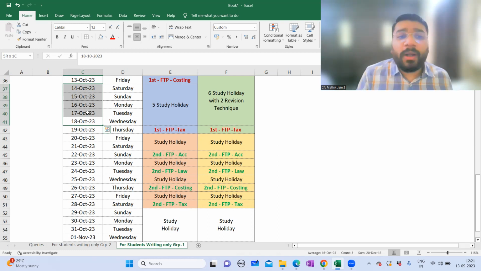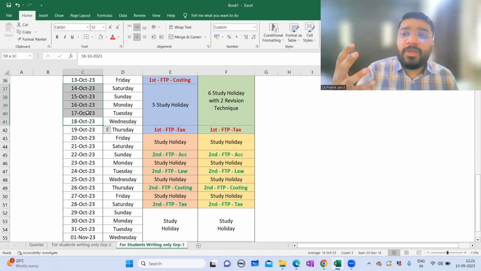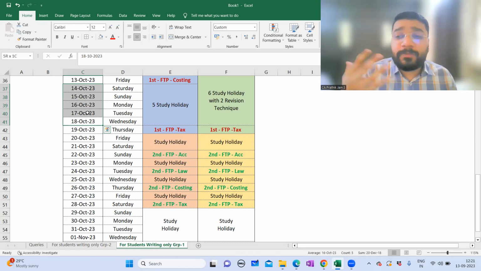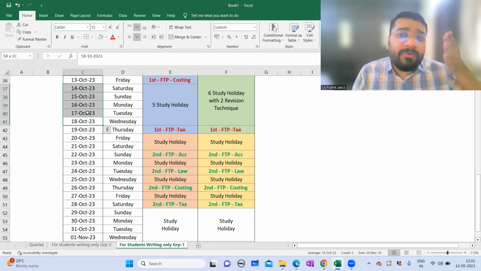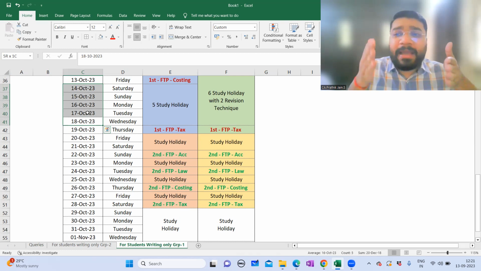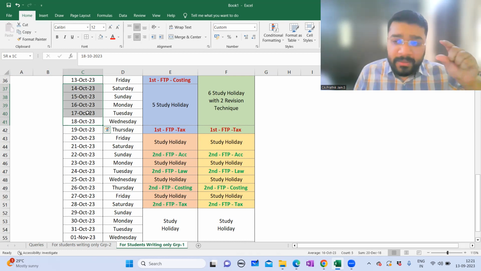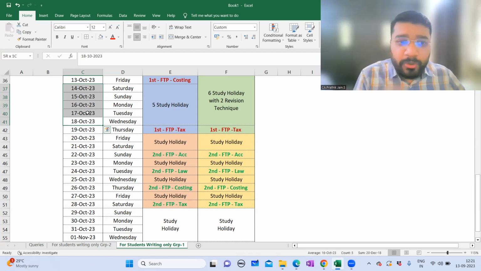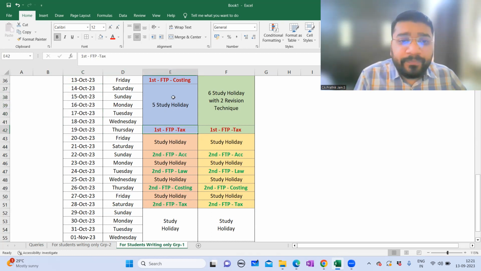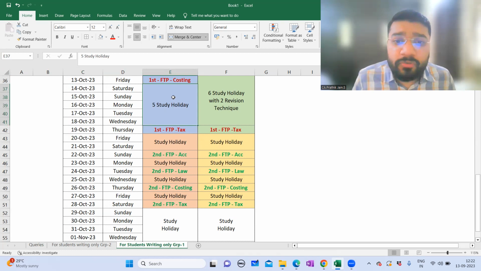Depending on what type of person you are, and how much your preparation is lagging behind or how strong your preparation is, you can accordingly decide whether you want a 4-day, 5-day, or 6-day study holiday. You can start from three, guys. A minimum of 3-day study holiday to a maximum of 6-day study holiday you can take in the intervening period for the first full portion test. So when you're writing your tax paper, you can take a minimum of 3 days holiday to a maximum of 6 days holiday.